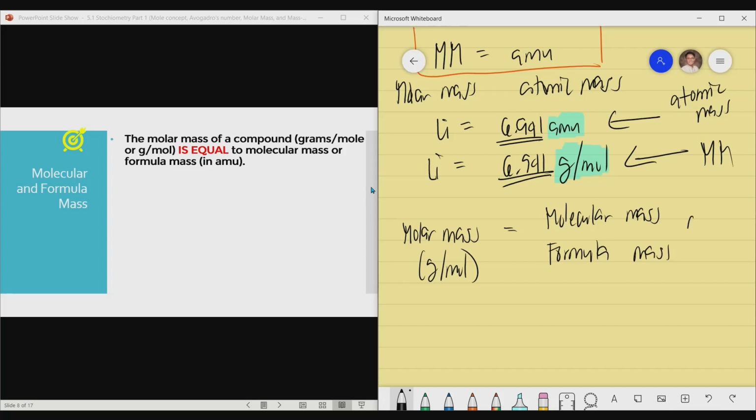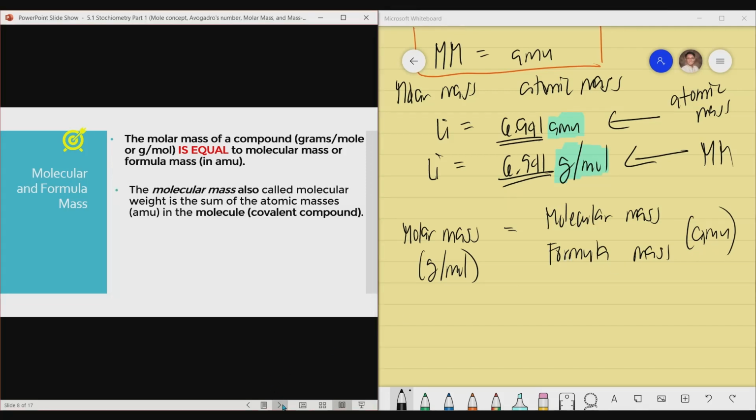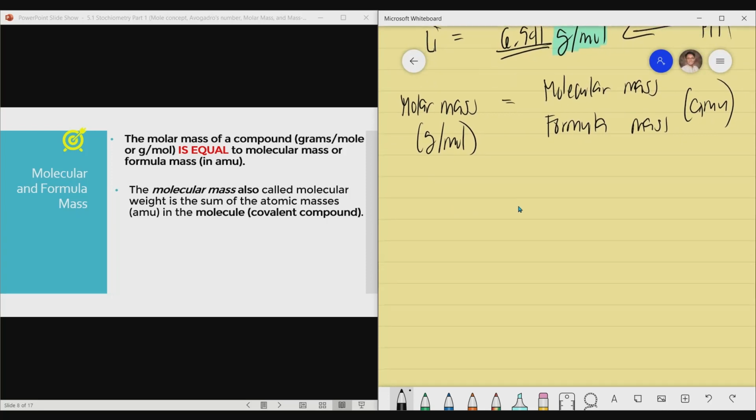And then their unit is actually in AMU as well. So overall, whatever your molar mass is, that will also be the value for your molecular, formula, and atomic mass. Atomic, molecular, and formula mass has the same unit, which is AMU. Okay? So what is the difference? What is the difference between molecular and formula mass? So let me just define that one.